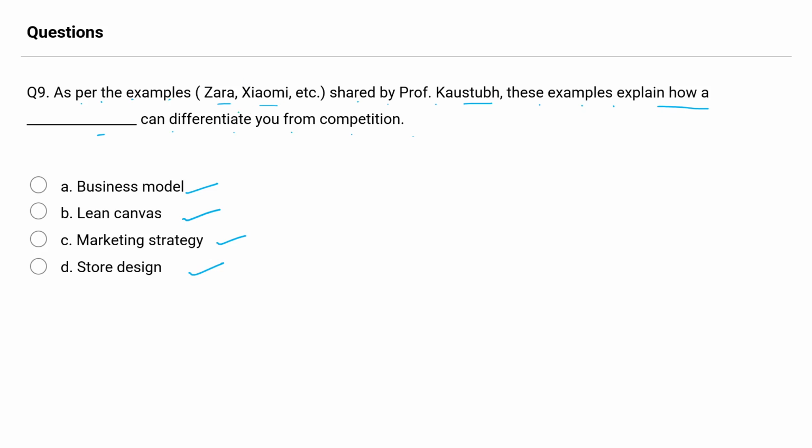Is it the business model that can differentiate you from the competition? Is it the lean canvas that can differentiate you? Or the marketing strategy or the store design? Now, this needs to be told in the context of Professor Kostov for module 7. And the examples are Zara and Xiaomi.